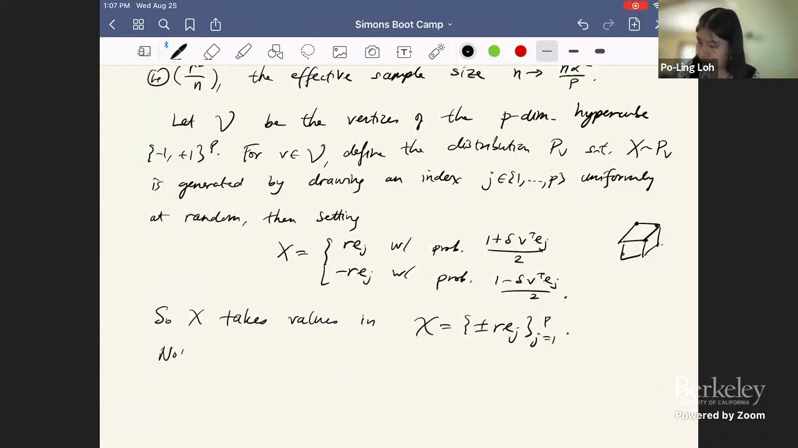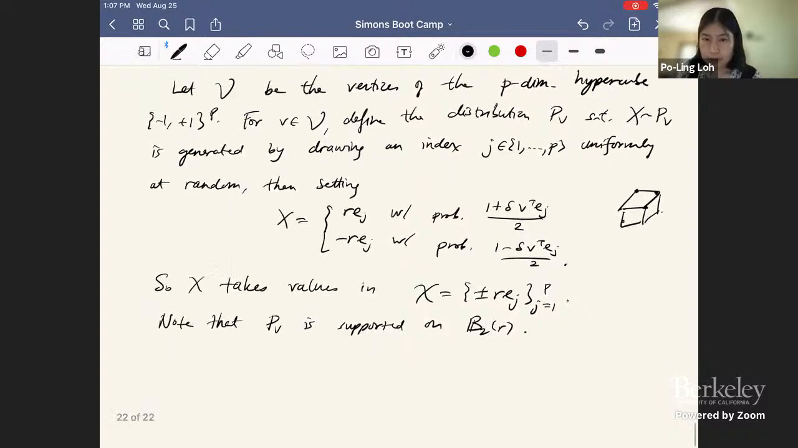So note that P_v is indeed supported on plus or minus r times the basis vectors, obviously, because all the possible values are going to be multiples of the canonical basis vectors. Okay, and a couple other things to note. So really this is the construction, and now what I'm going to do is calculate the various quantities that are showing up in Fano's method. We need to calculate the separation function and the size of the neighborhoods.